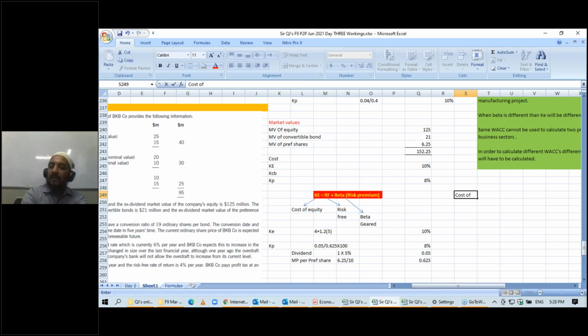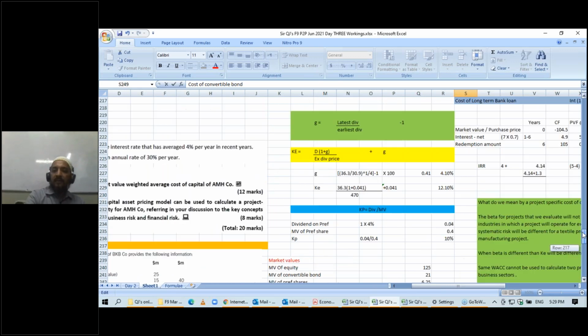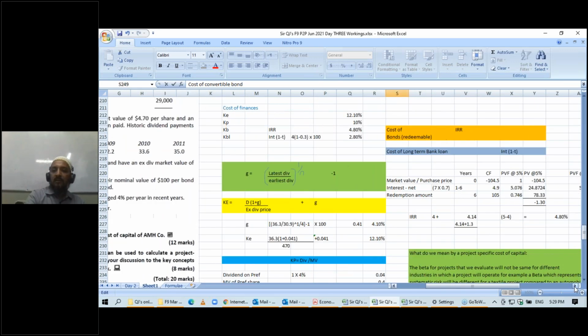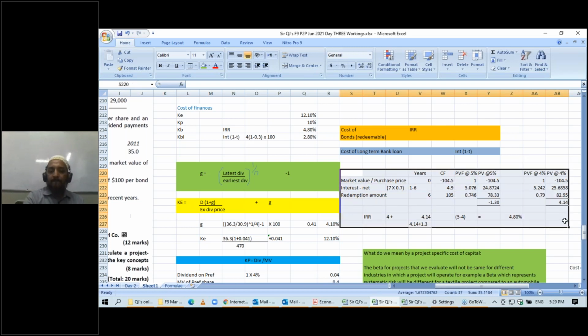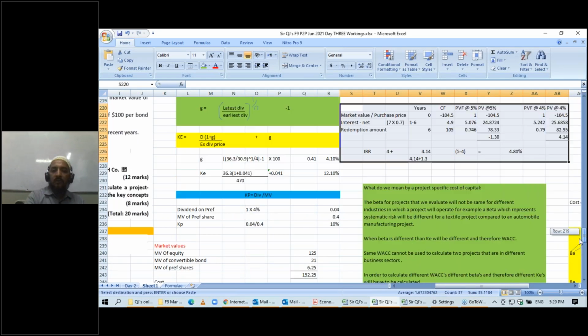Again, is the cost of convertible bond redeemable or not? It is redeemable, so we'll have to know an IRR of it. But there's a bit of a difference in the working. Let's check what's the difference. The working will remain the same as what we did in the previous question for the bonds. Same working I will do. Even I'm taking the same pattern. Just the changes I will discuss.